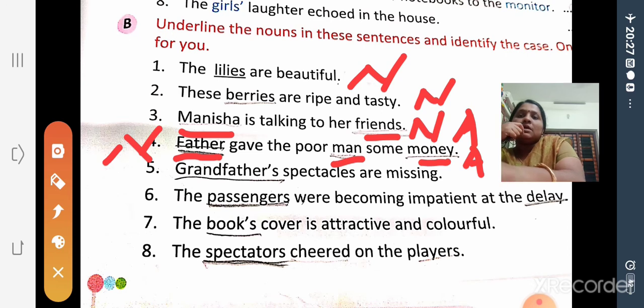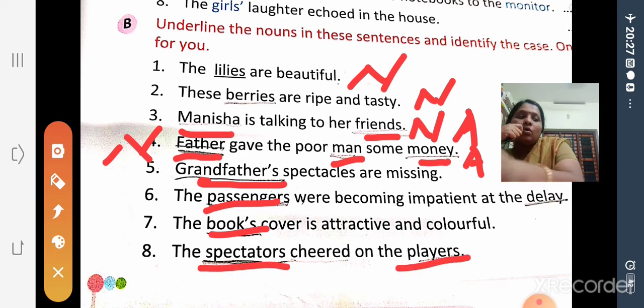Grandfather's spectacles are missing. Grandfather's has an apostrophe, so possessive case. The passengers were becoming impatient at the delay. So passengers, nominative case; delay, accusative case. The book's cover, book's with an apostrophe, so possessive case. The spectators cheered on the players. Spectators is the subject and players is the object, so players is accusative case and spectators is nominative case.